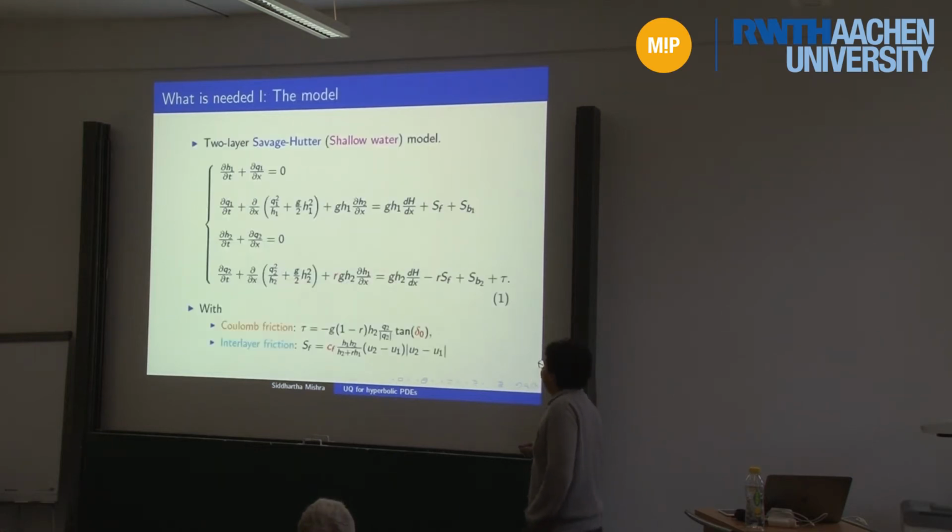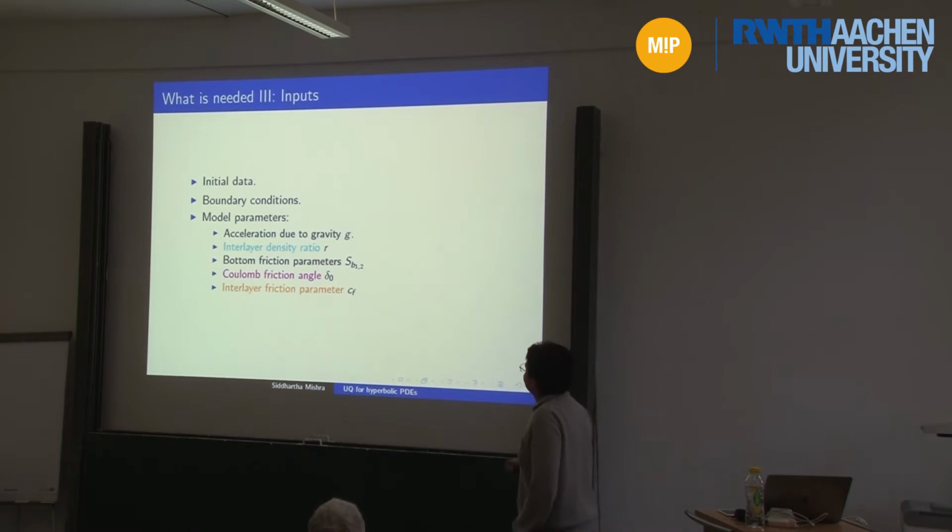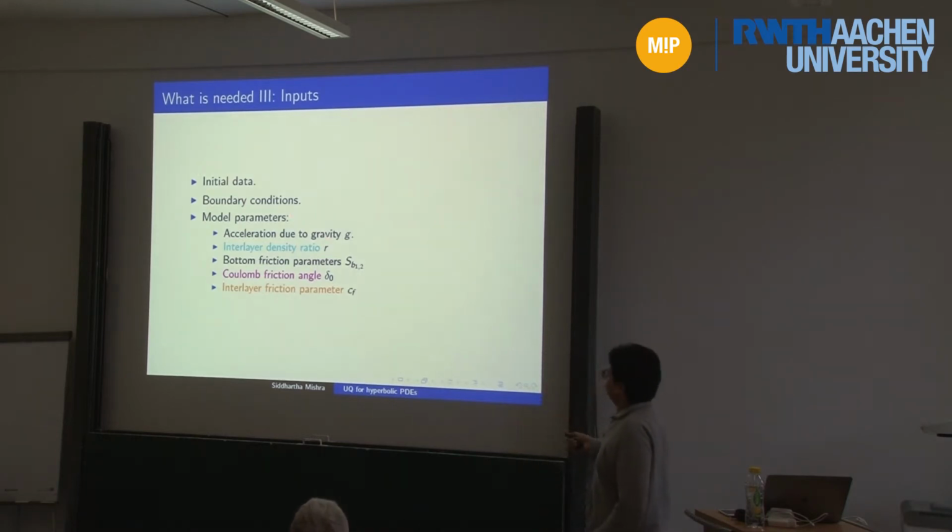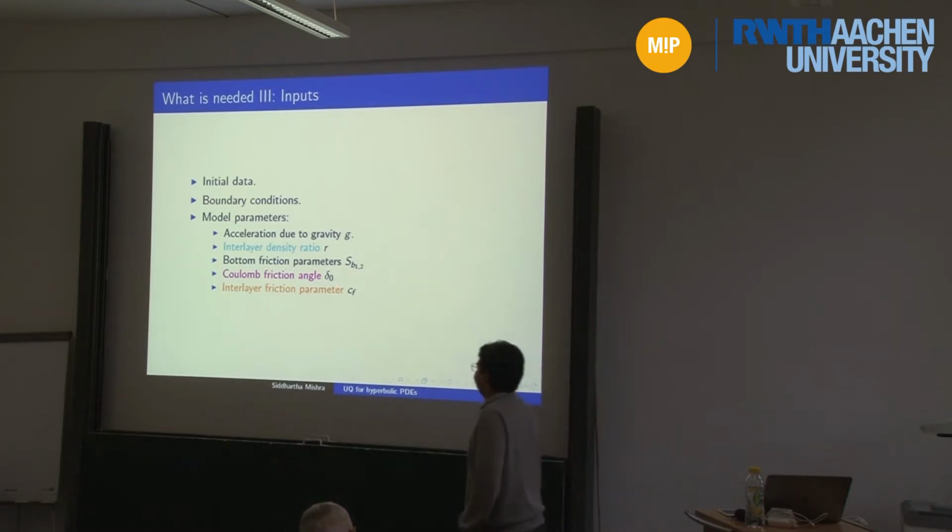Because there are lots of inputs to this model. You need initial conditions, you need boundary conditions, and you need all these parameters here, which I have put in, at least some of them in color. So you have initial data, boundary conditions, acceleration due to gravity, we all know what that is. The density, ratio of the densities of the two materials, bottom friction, Coulomb friction, interlayer friction. Once you go into the details, there are quite a few parameters.